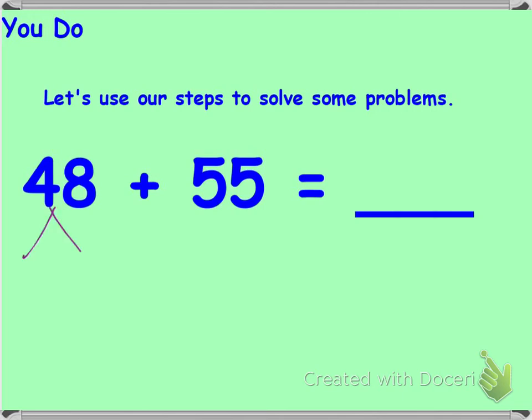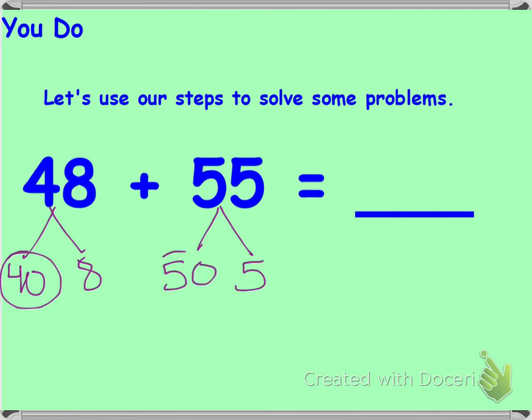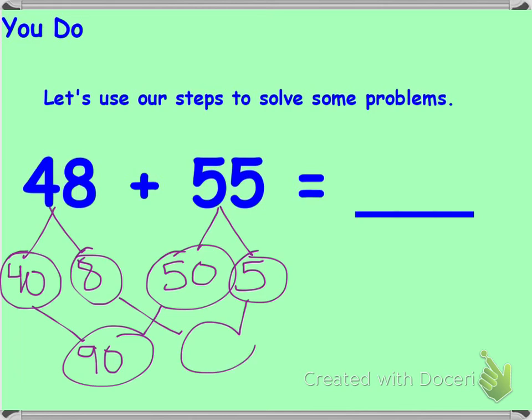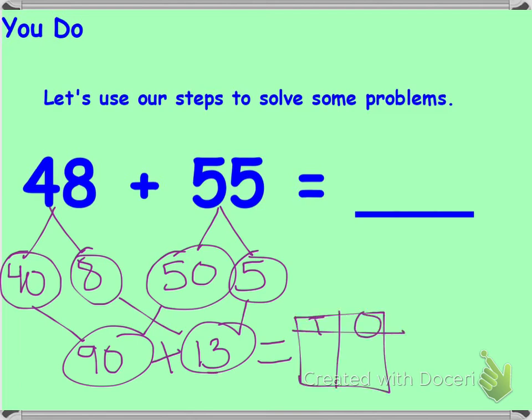Alright, so you should have broken apart both numbers. 48 is 40 and 8. 55 is 50 and 5. You're going to add your tens together, which is 90. Then you should have added your ones together. 8 plus 5 equals 13. 90 plus 13. Well, 3 ones plus 0 ones is 3. 9 tens plus 1 ten equals 10 tens. So that'd be 103.